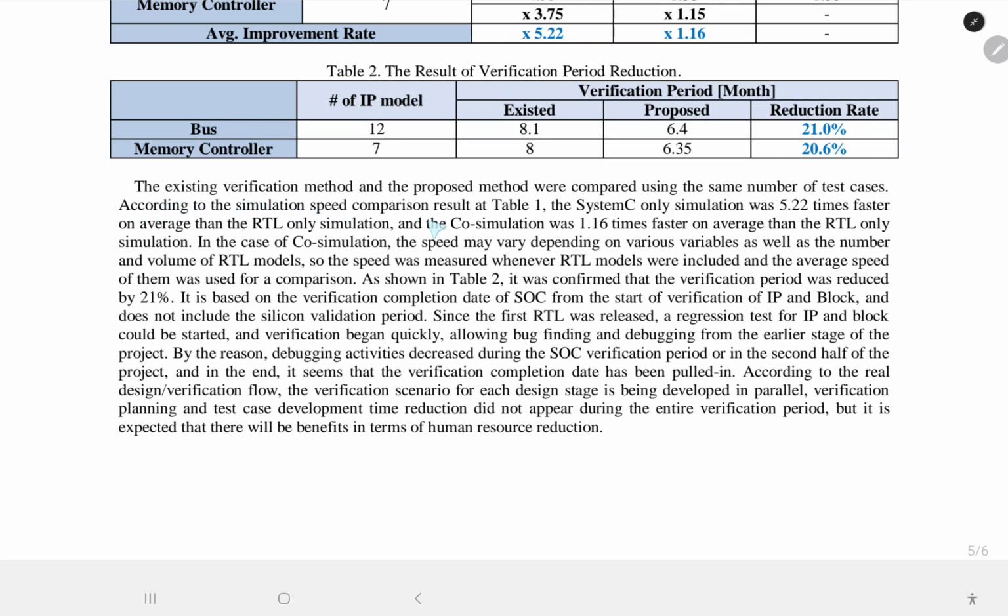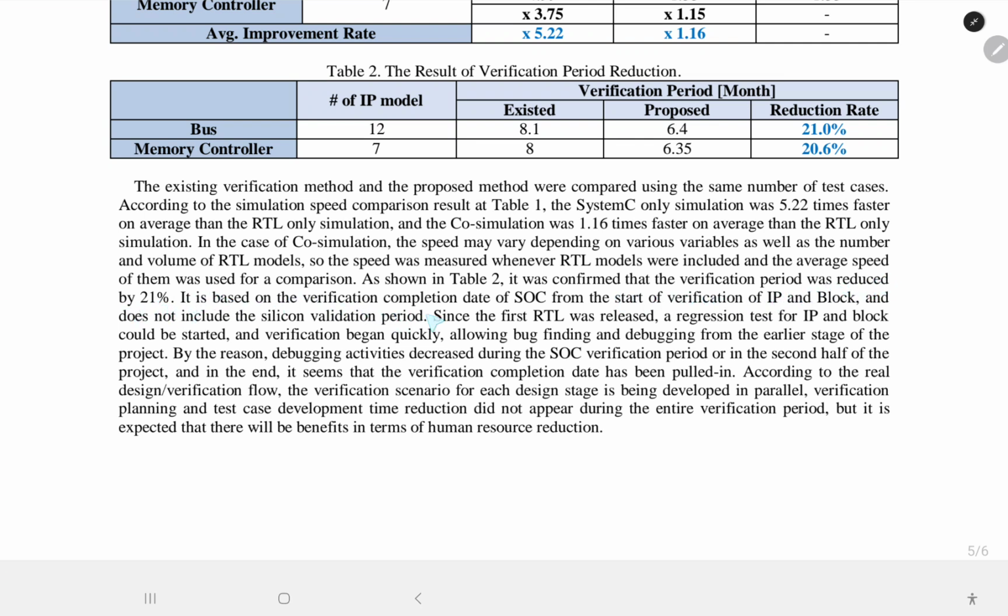According to the simulation speed comparison result in Table 1, SystemC-only simulation was 5.22 times faster on average than RTL-only simulation, and the co-simulation was 1.16 times faster on average than the RTL-only simulation. In the case of co-simulation, the speed may vary depending on various variables as well as the number and volume of the RTL models. And so the speed was measured whenever RTL models were included, and the average speed of them was used for comparison. As shown in Table 2, it was confirmed that the verification period was reduced by 21%.